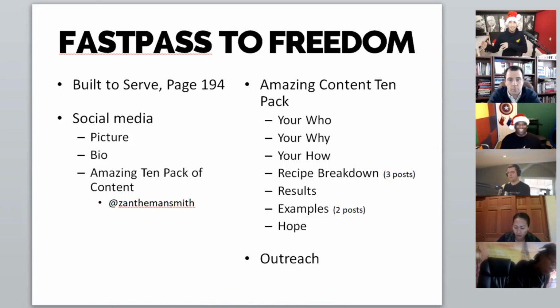And then I want you to have what I call the amazing 10-pack of content. The amazing 10-pack of content is in the book. It's here, your who, your why, your how, your recipe breakdown. This is how did you get out of the hole that you were in? That's something that's teachable. So I want 3 posts on that. I want to see the results, 2 examples of the results, and then give me hope. Make me feel like I can get out of this as well. 10 pieces of well-crafted content, and then that's it. No more posting content. The fast path to freedom is just getting your names registered so nobody else can do it. You get your picture, your bio, and your 10 pieces of content, and then we start outreaching.